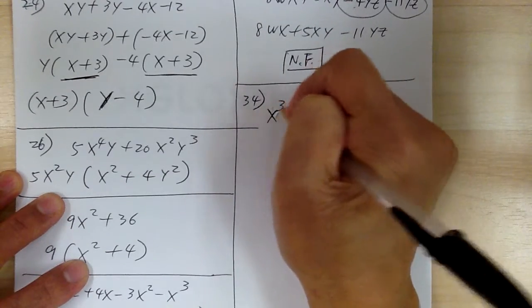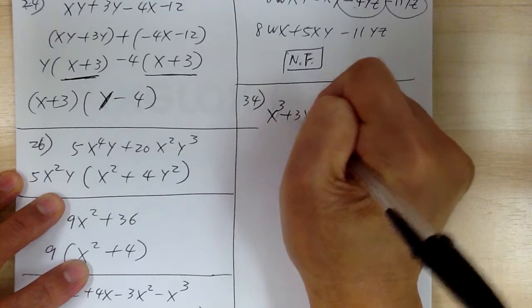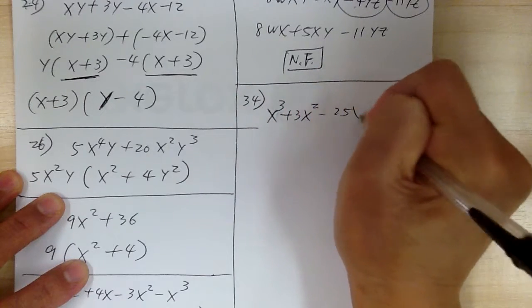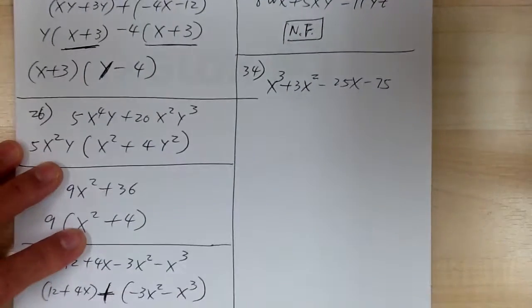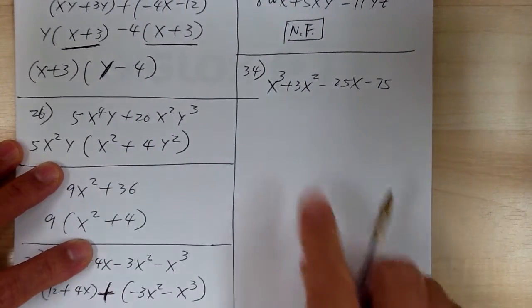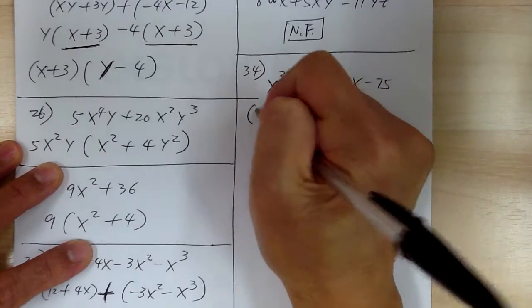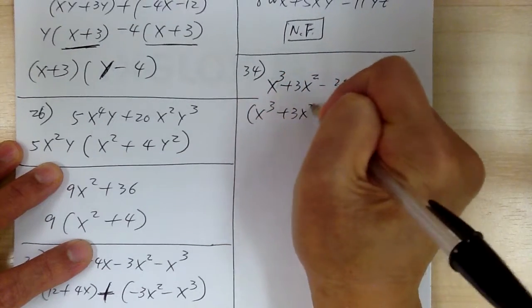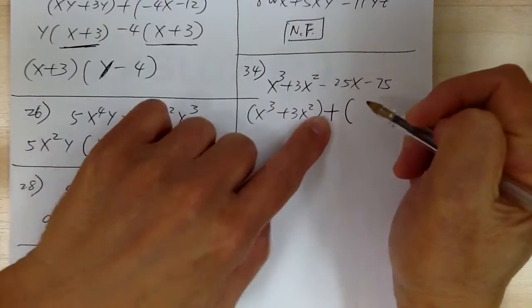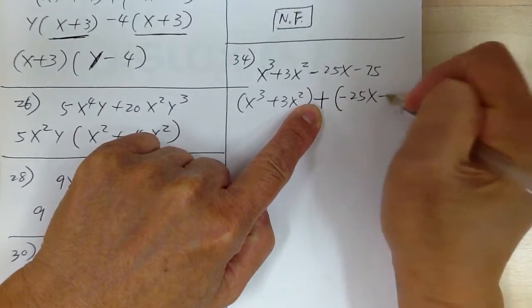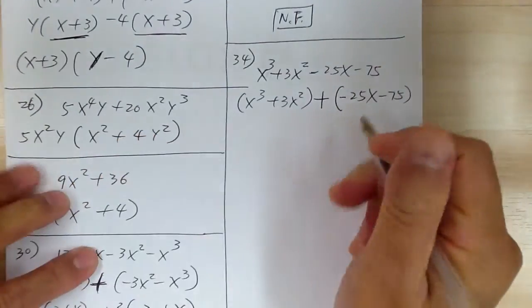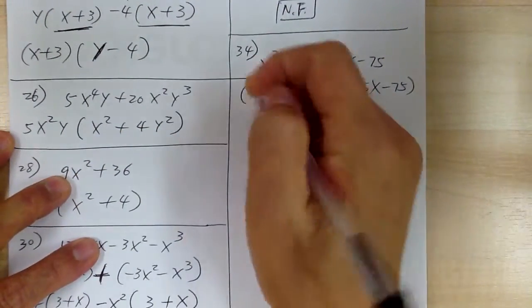You have x to the 3 plus 3x squared minus 25x minus 75. So step 1, common factor, cannot. Step 2, 4 terms, so you have to do the grouping. Again, always put a plus between the groups, and the negative goes along with the terms. So over here, you can factor out the x squared.